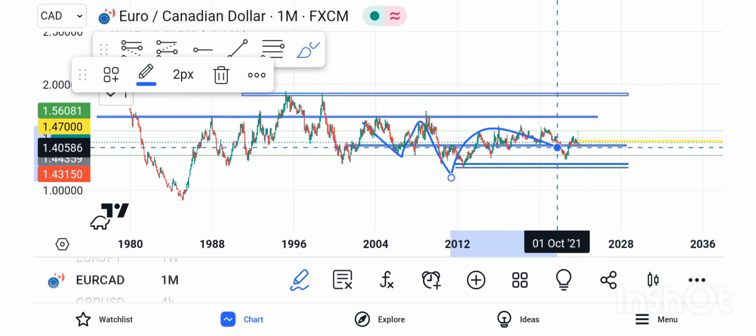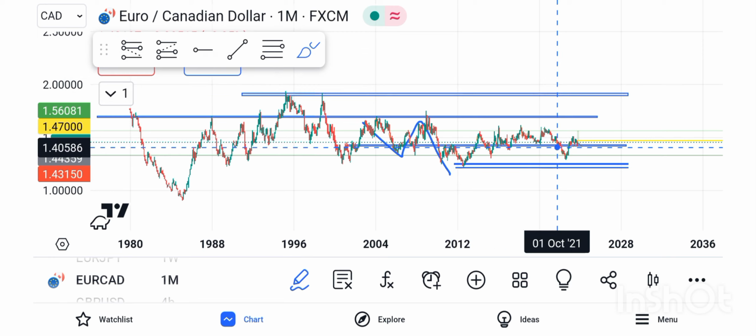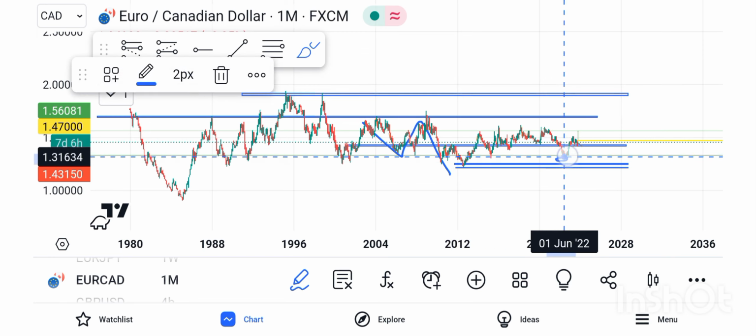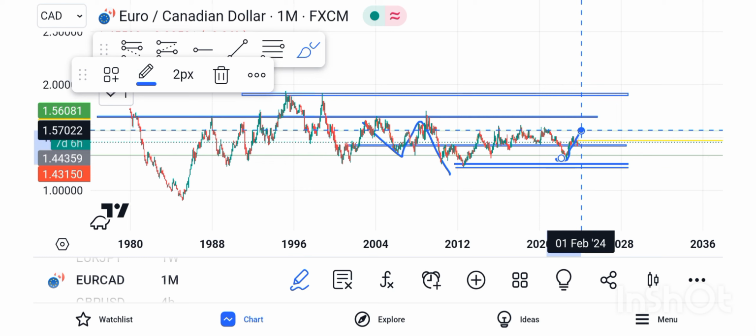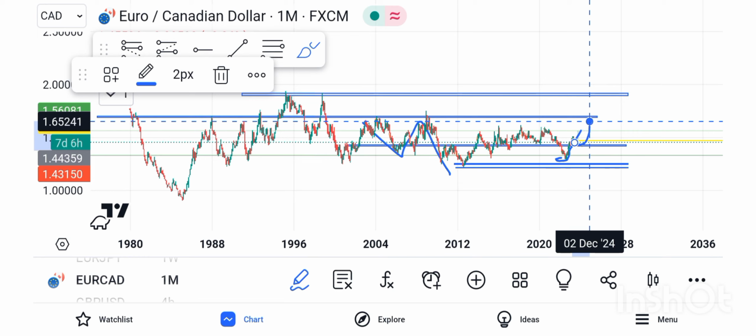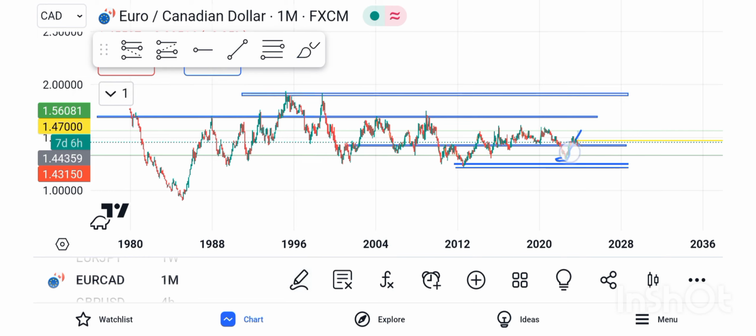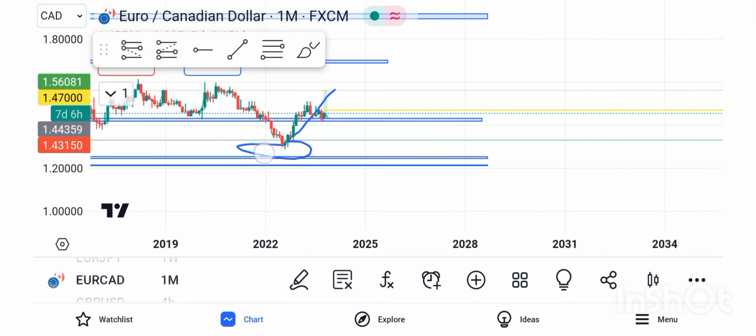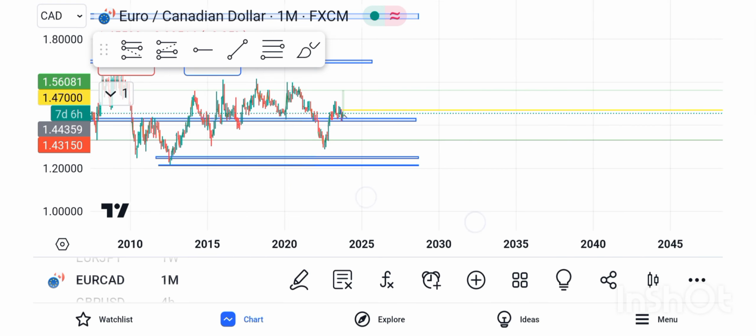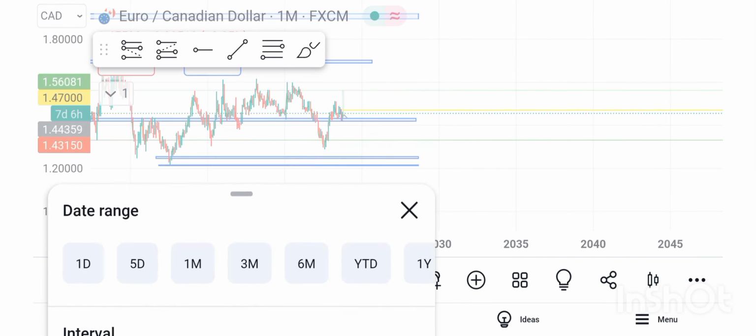We'll call this a range, and it has come back to retest the bottom of the range here and going back up. So we would expect that the price goes back up to the resistance zone. Okay, so now that we have that out of the way, let's go to the weekly time frame and see what we find.